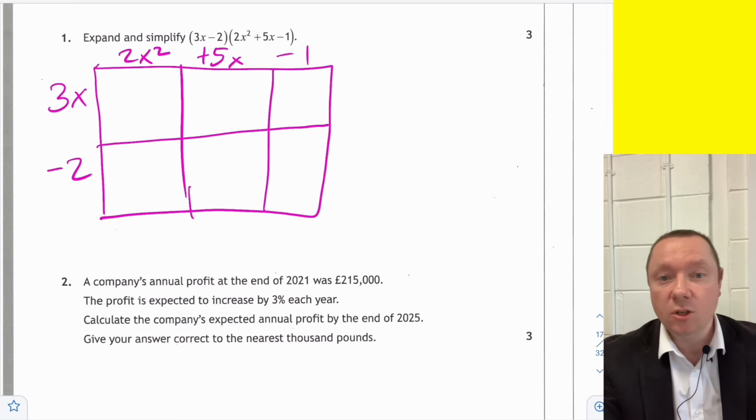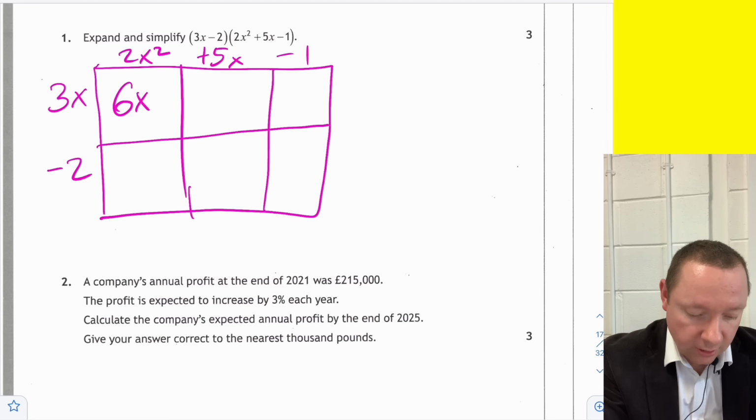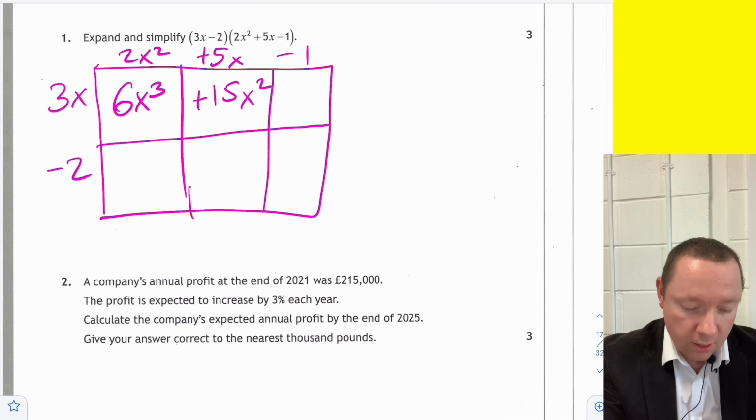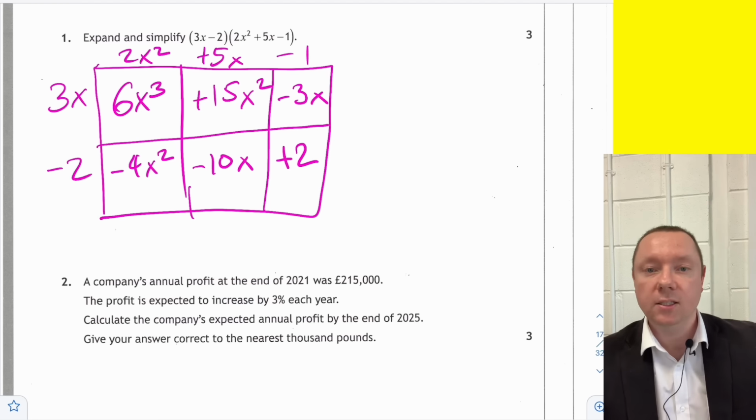Also, there's lots of ways to do this. I'm just trying to get all the ones correct. So 3 2s are 6, so I've got 6x cubed. 3 5s is 15, so I've got 15x squared. 3 1s is 3, so minus 3x. 2 2s is 4, so minus 4x squared. 2 5s is 10, so minus 10x. 2 1s is 2, so plus 2, because minus times a minus is a plus.